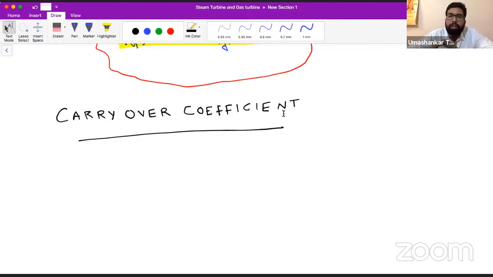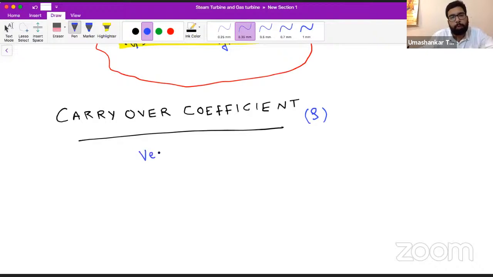In the last lecture, we have seen how to make the velocity diagram and everything. And in this lecture, we are going to go deep into this staging thing. Okay, what is happening in between stages and all. So this carryover coefficient will come into picture when we do the staging of a turbine. Let us take up the example of a Curtis turbine.